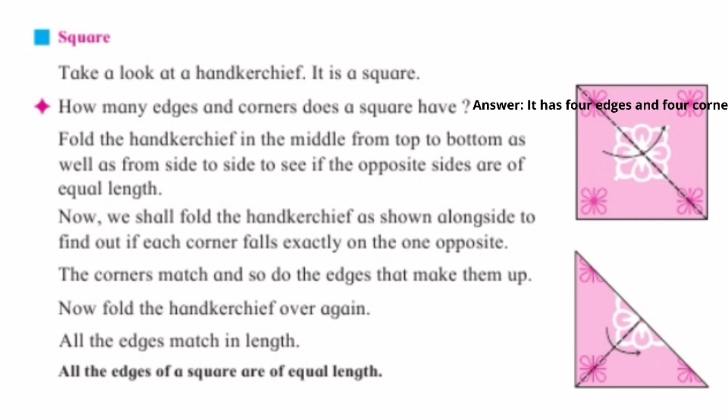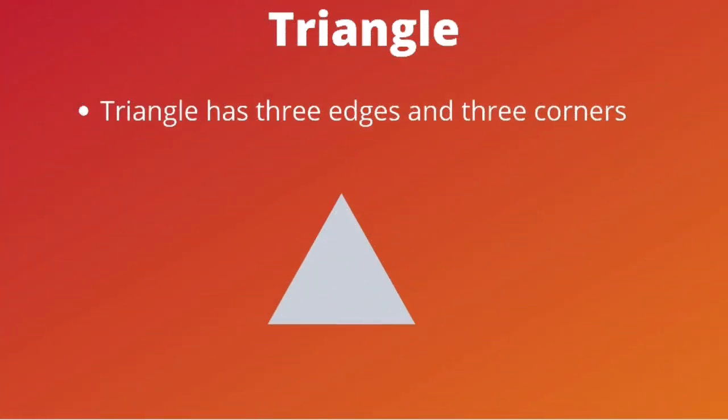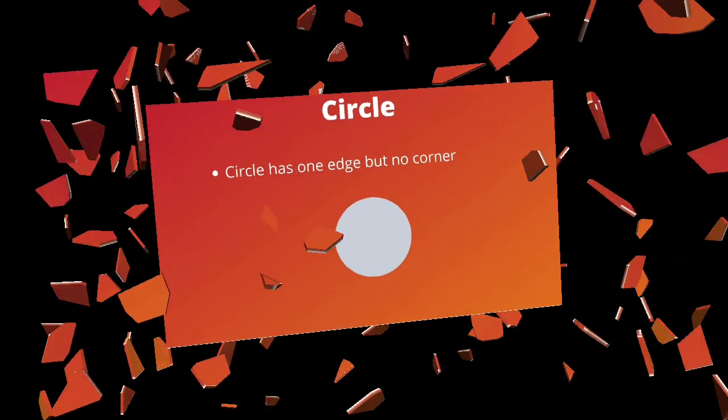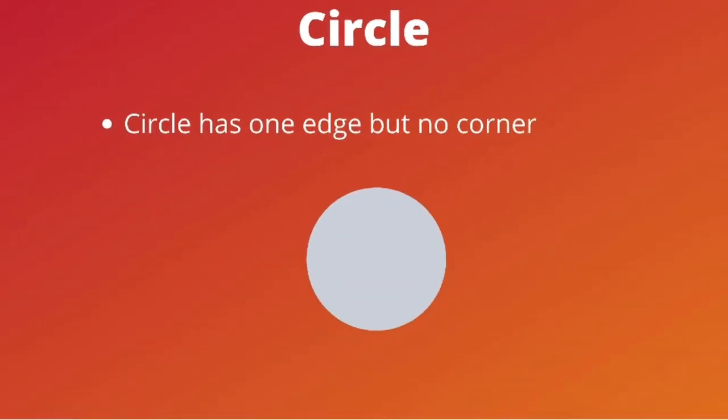Now fold the handkerchief over again. All the edges match in length. All the edges of the square are of equal length. The next is triangle. Triangle has 3 edges and 3 corners. Next is circle. Circle has 1 edge but no corners.